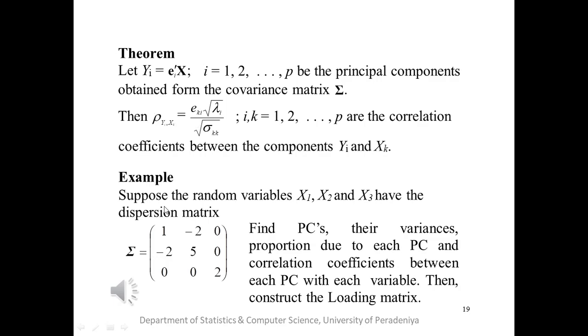In this example, the variance-covariance matrix Σ of a data set is shown here. Using Σ, we now find principal components, their variances, proportion due to each principal component, and the correlation coefficients between each principal component with each variable. Based on these correlations, we can construct the loading matrix. Note that both variables x1 and x2 are uncorrelated with x3, since the respective covariances are 0.